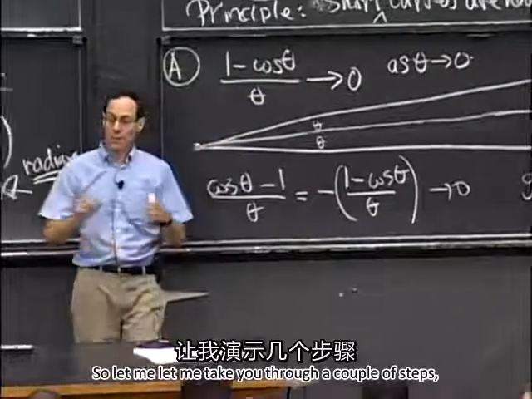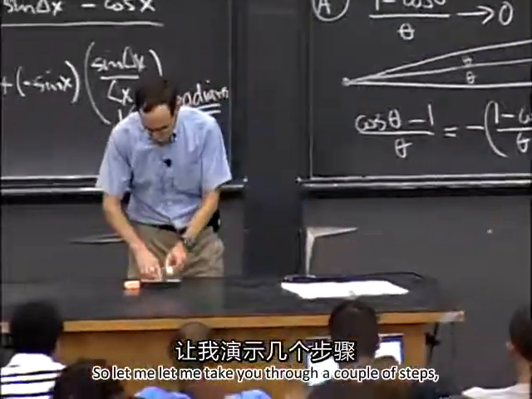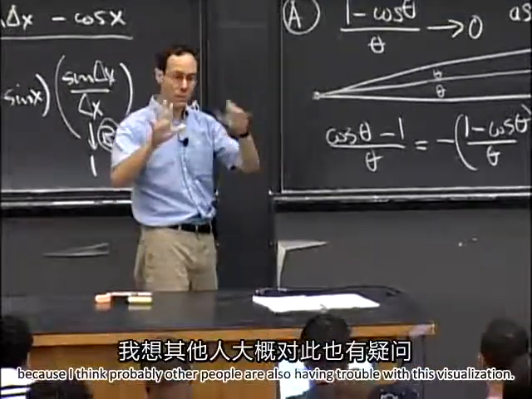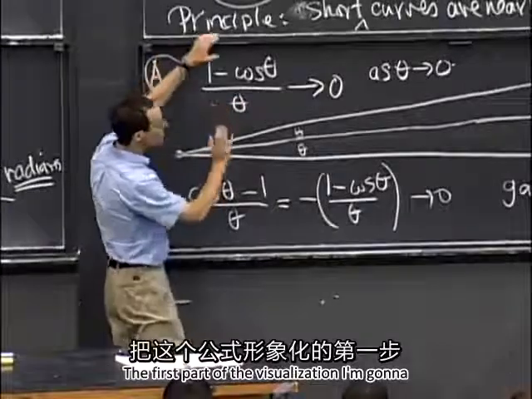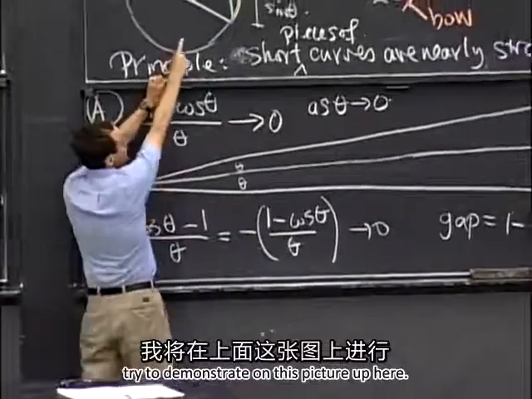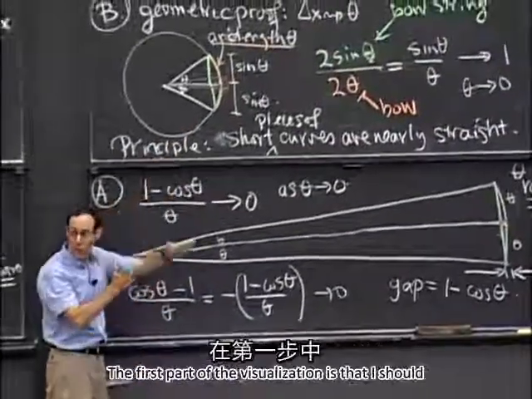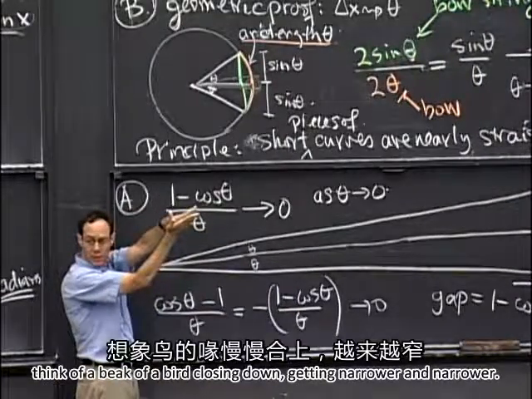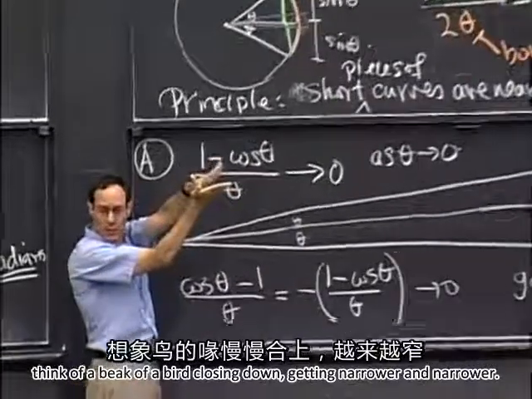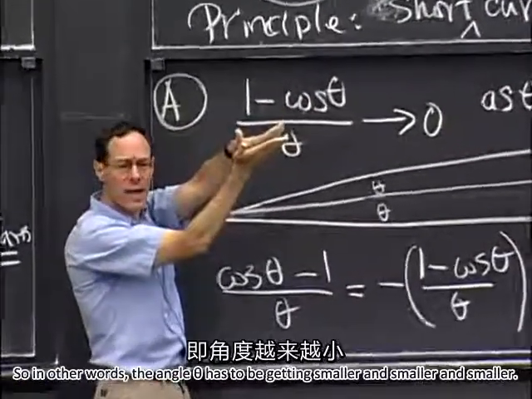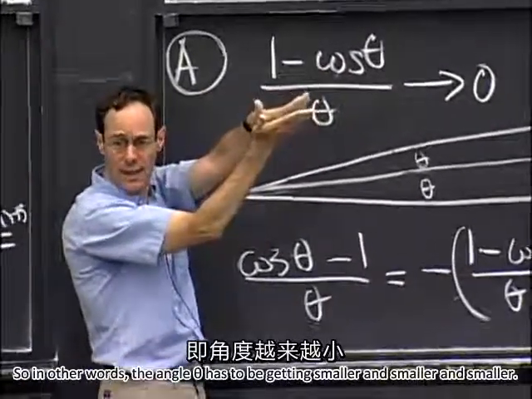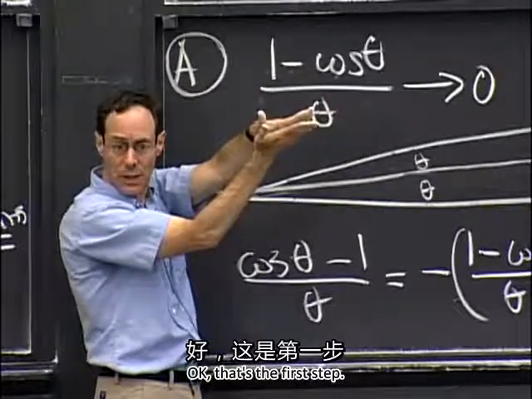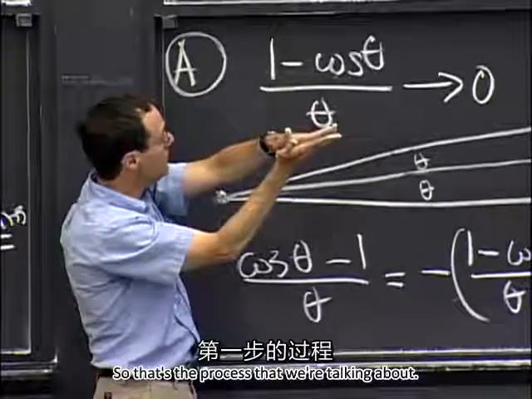Okay, so let me take you through a couple of steps, all right? Because I think probably other people are also having trouble with this visualization. The first part of the visualization I'm going to try to demonstrate on this picture up here. The first part is that I should think of the beak of a bird closing down, getting narrower and narrower. So in other words, the angle theta has to be getting smaller and smaller. Okay, that's the first step. So that's the process that we're talking about.